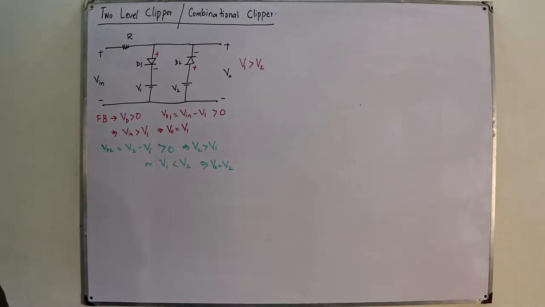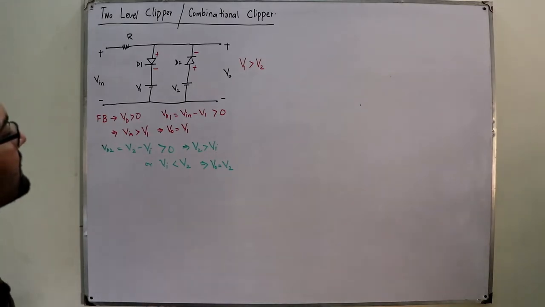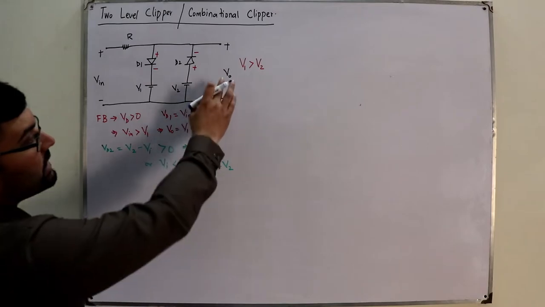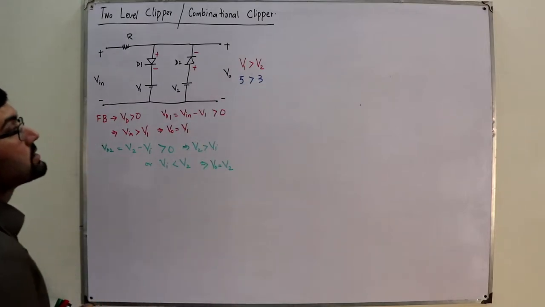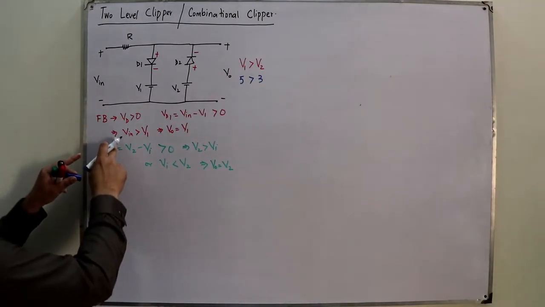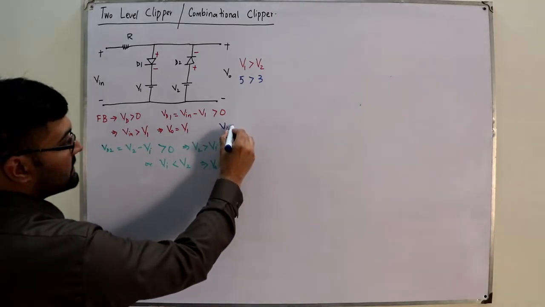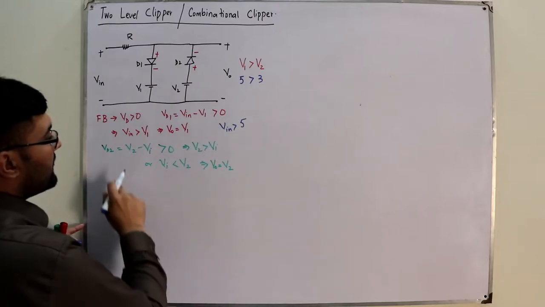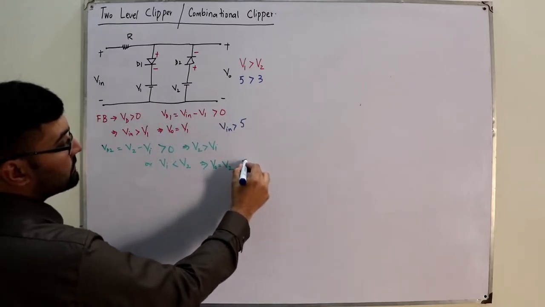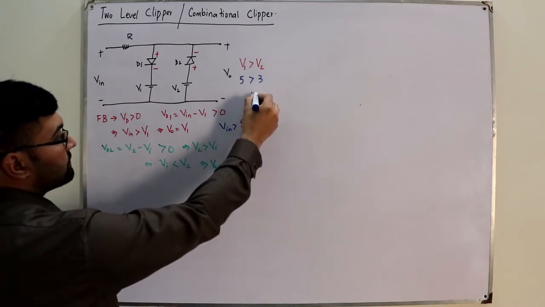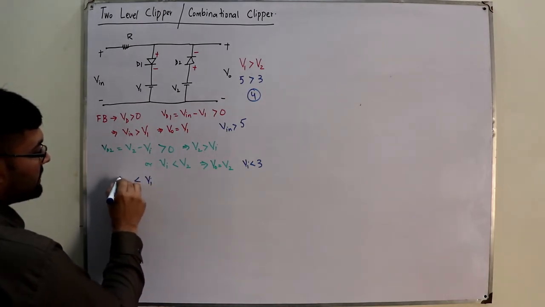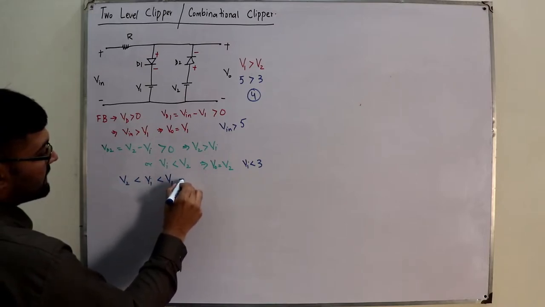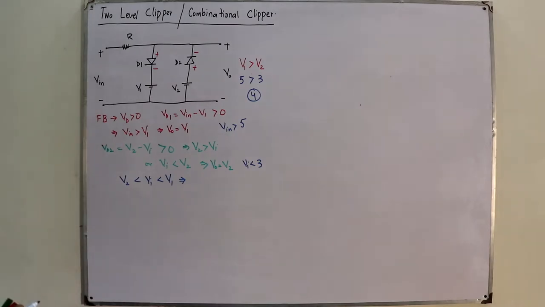Now, what would happen in between the two? Let's say I have assumed that V1 is, for instance, 5 volts, and V2 is, for instance, 3 volts. Now, this is the case when V input is greater than V1, that is, V input is greater than 5. And this is the case when V input is less than 3. So what about 4? That lies over here: when the input voltage is greater than V2 and less than V1, both the diodes are reverse biased.